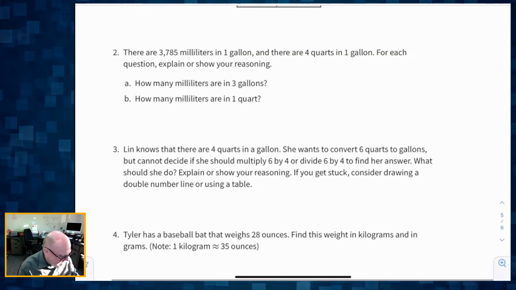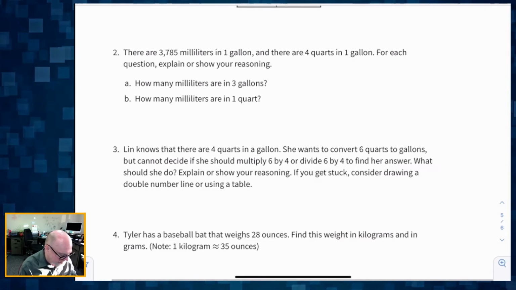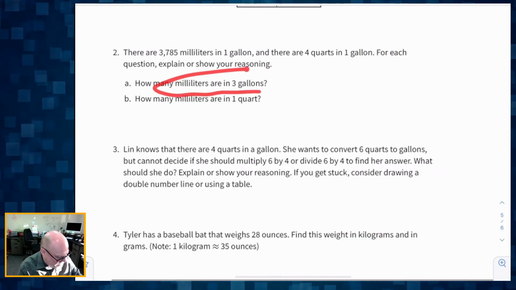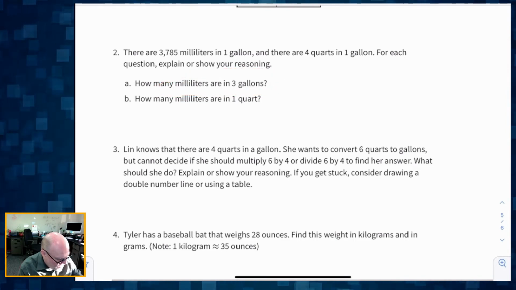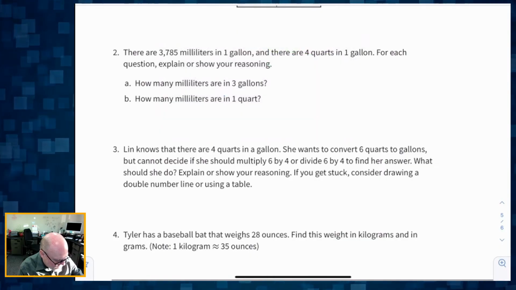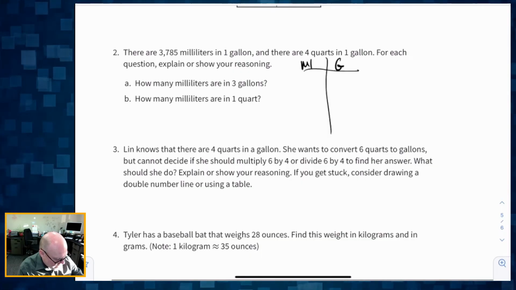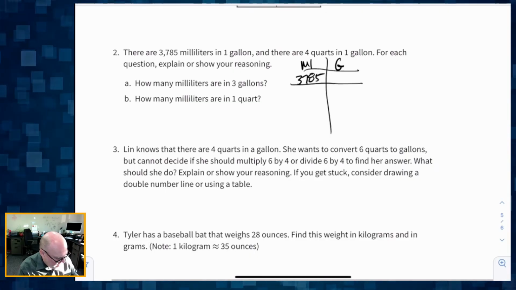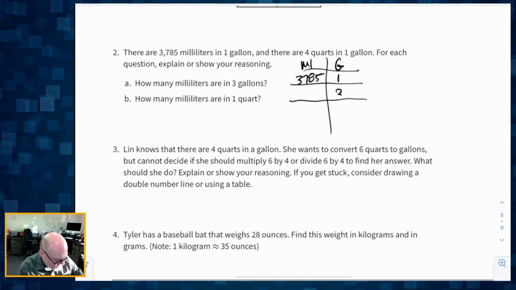So there's 3,785 milliliters in 1 gallon, and there's 4 quarts in a gallon. For each question, explain or show your reasoning. So how many milliliters are in 3 gallons? We were told that there are 3,785 milliliters in 1 gallon. And we want to know, what is that going to look like for 3 gallons?